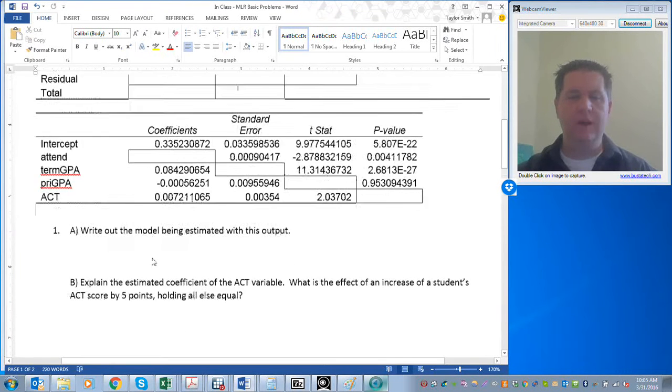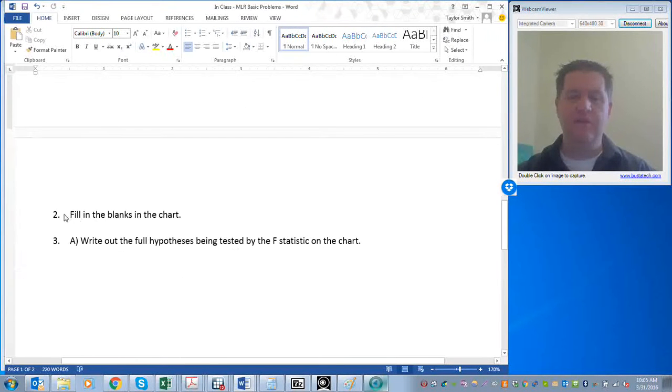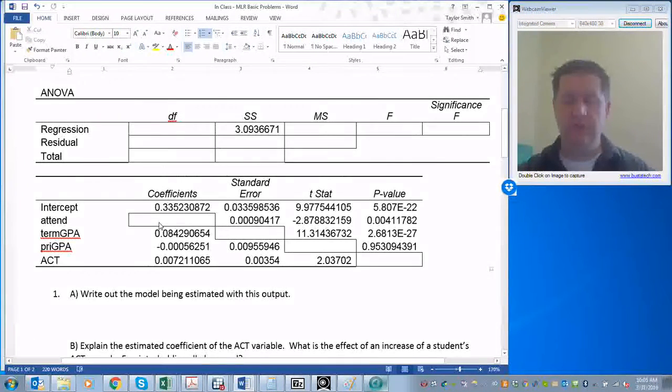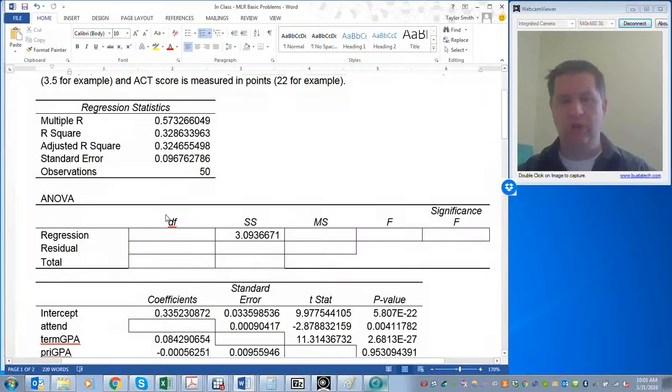So in fact, I set it to fill in the blanks of the chart as part 2. I'm going to go ahead and do that first, because I think it's fairly important to knock that out, and that'll help us answer some of the questions in parts 1 and 3. So let's go ahead and do that.